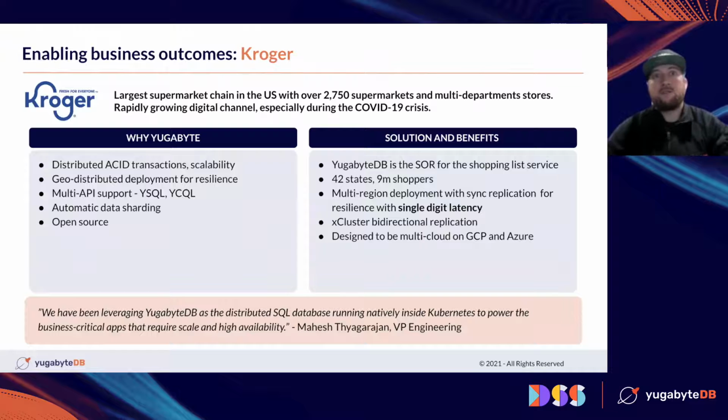A current customer who is using this asynchronous replication is Kroger. Now, Kroger is a massive supermarket chain in the United States with thousands of supermarkets and department stores across the country, and recently has been investing heavily in growing their digital footprint with the onset of the COVID-19 outbreak. One of the major use cases they brought to Yugabyte is their shopping list service, where Yugabyte is used as a source of record for a majority of the United States and its millions of users.